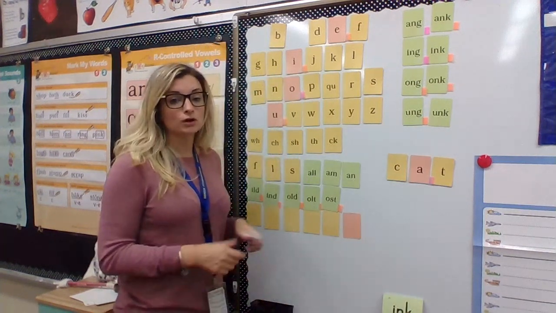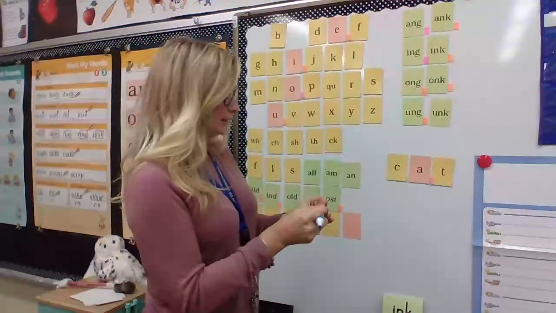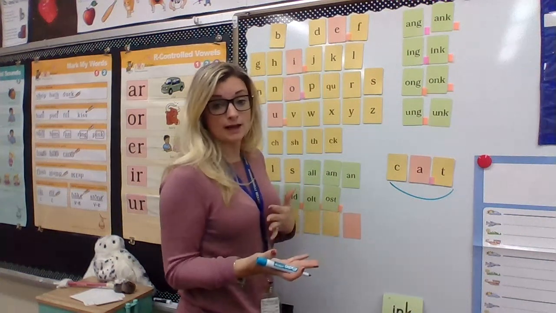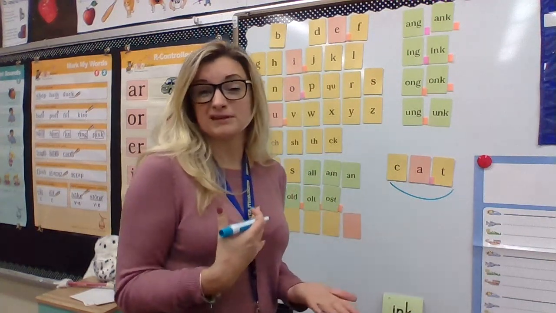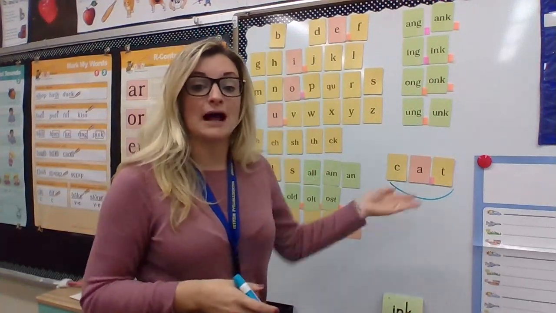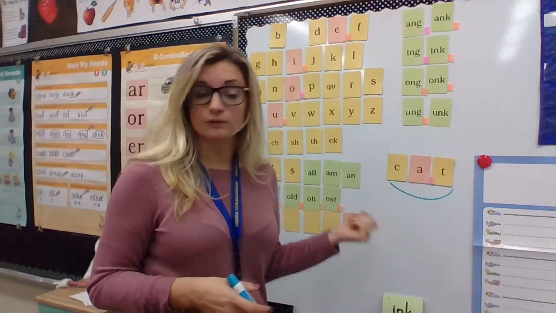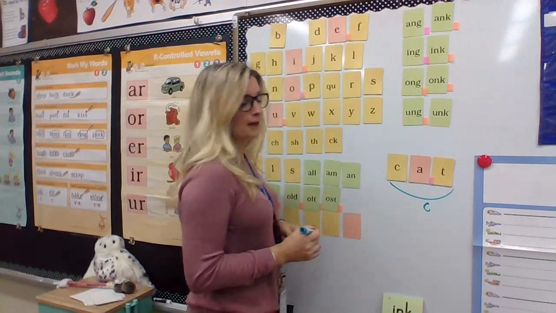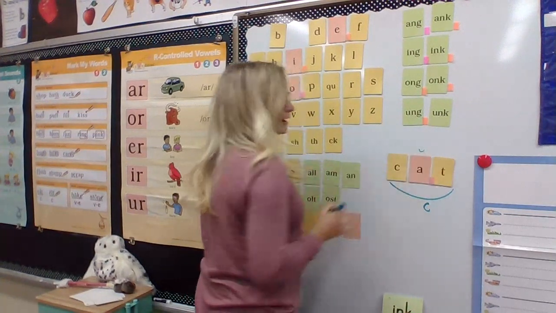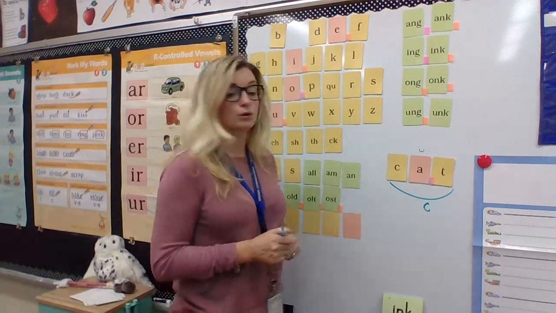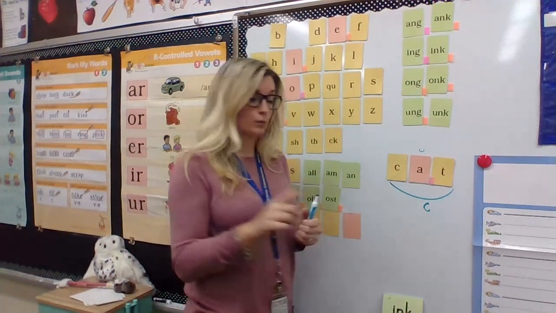Now, remember when we mark closed syllables, we need to scoop it or underline. I prefer scooping because sometimes when I underline blends and digraphs, it can get a little confusing. So I like to scoop, but you can underline the whole word. So scoop the whole word. I put a C on the bottom, and then we put a breve right above that vowel to remind us that it makes that short A sound. Okay, so that is how we mark closed syllables. Let's do one more word.